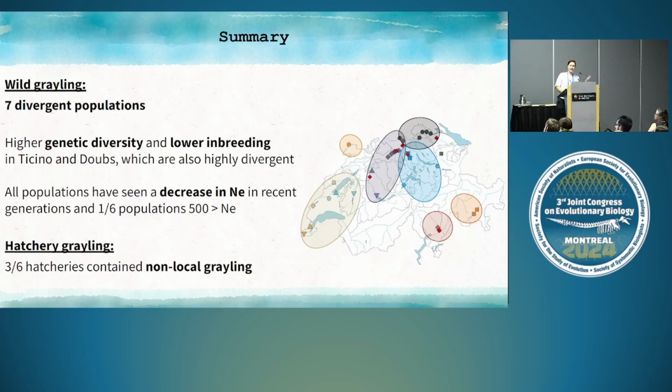So in conclusion, we have 7 very divergent populations. There's a high diversity in the south as well as in the northwest, and all of the populations have really decreased in their effective population size. And 3 out of the 6 hatcheries that we tested do not have grayling that are from the country, or local to the area.